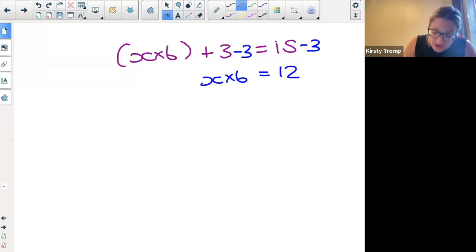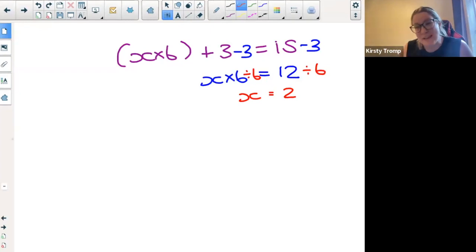Then I say to myself, okay, now I've gotten rid of what's on the outside of the brackets. Now I must get rid of what's on the inside of the brackets. So now I've got x and I've got 2. You see, if you do it in steps, it just makes it a lot easier, Brianna.